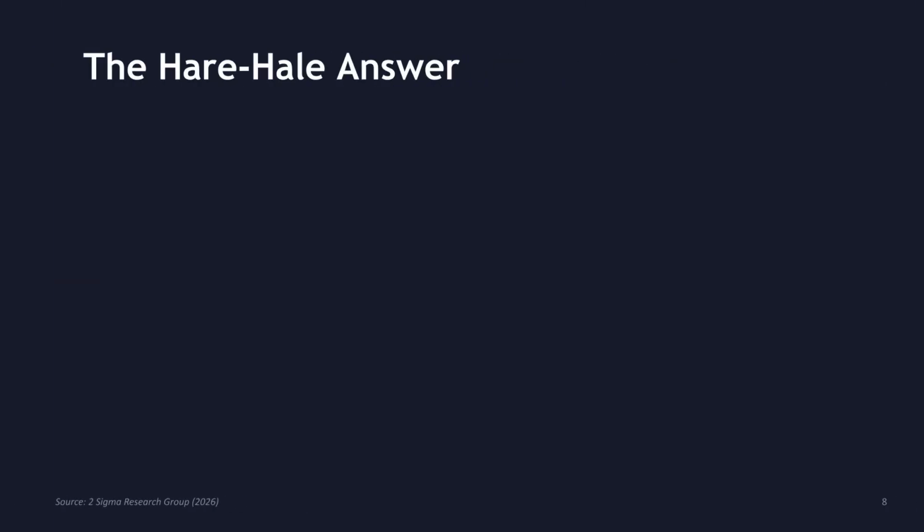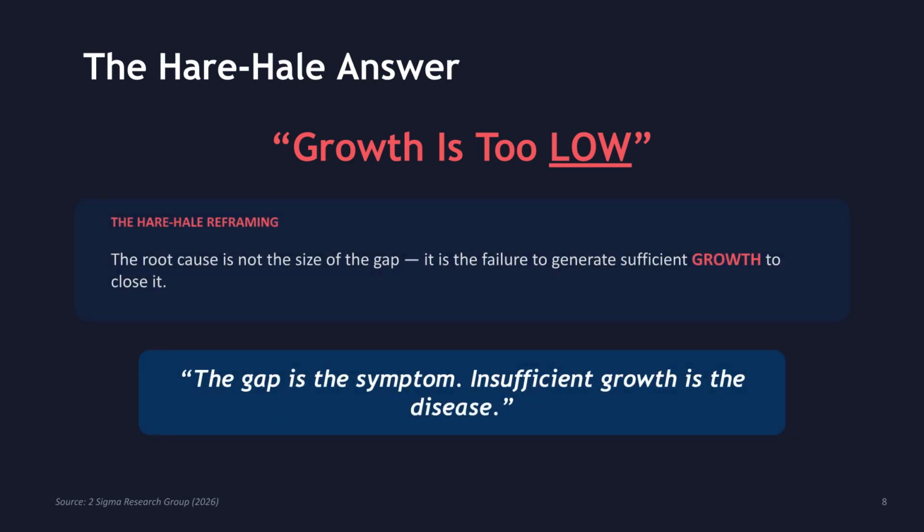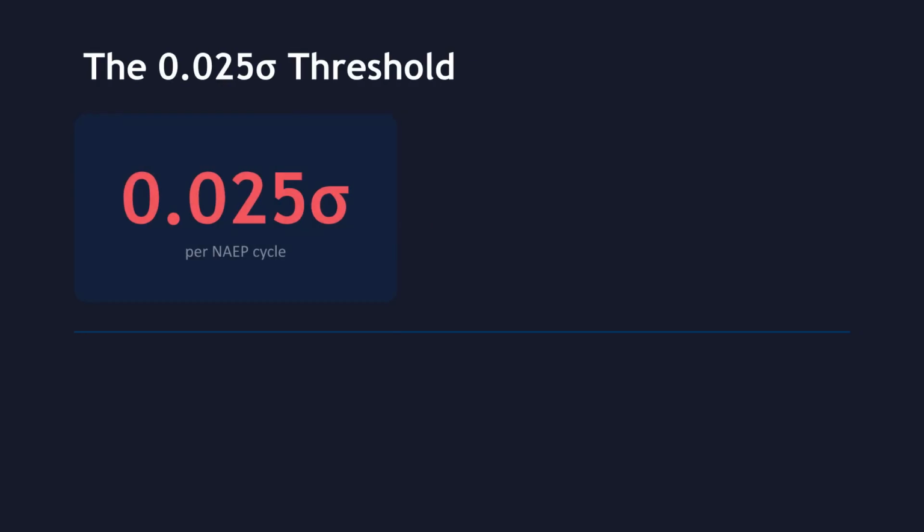The Hare answer reframes the problem. Growth is too low. The root cause is the failure to generate sufficient growth to close the gap. The gap is the symptom. Insufficient growth is the disease. The 0.025 sigma threshold is key.